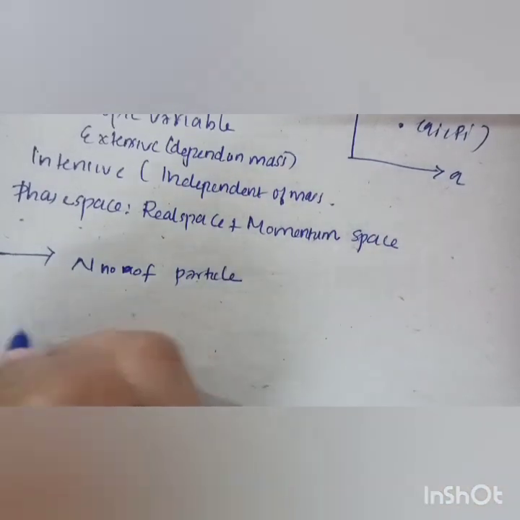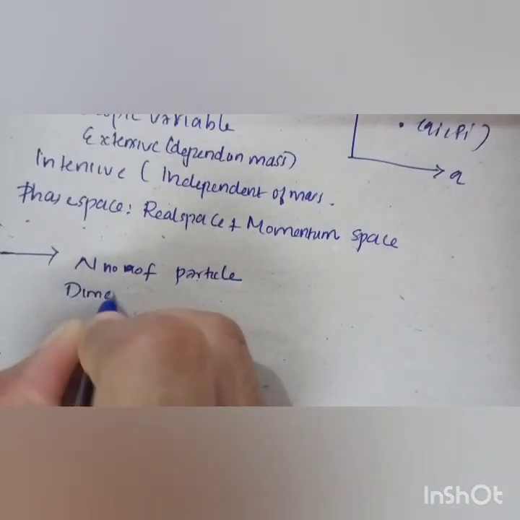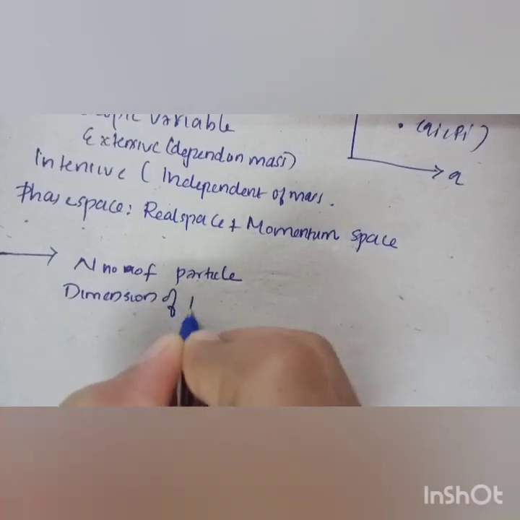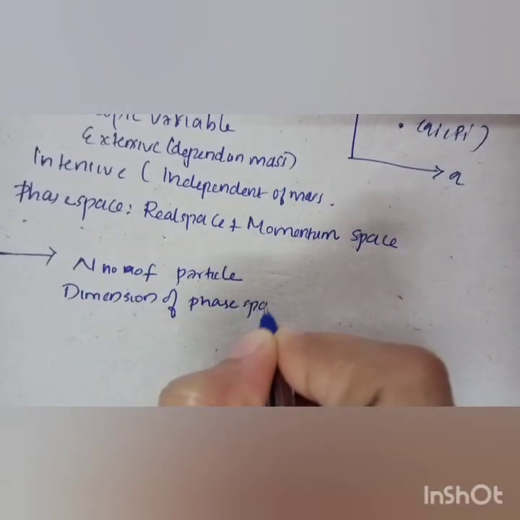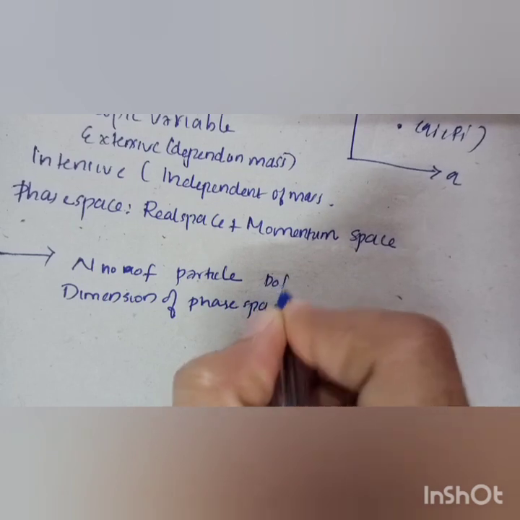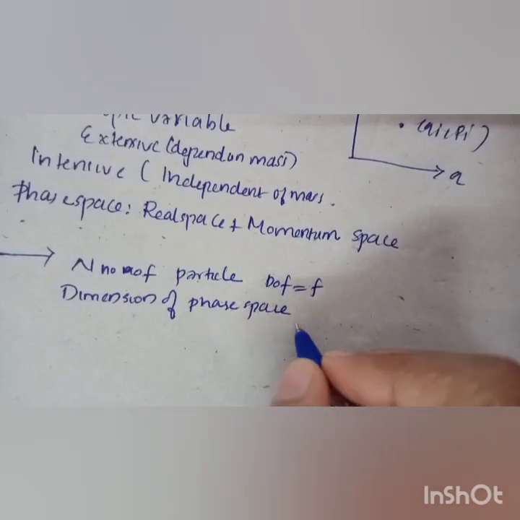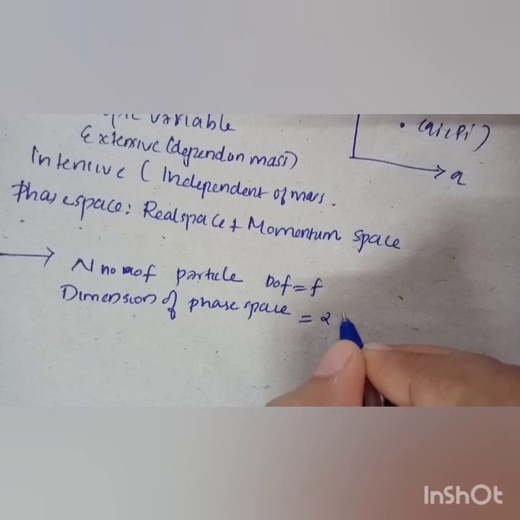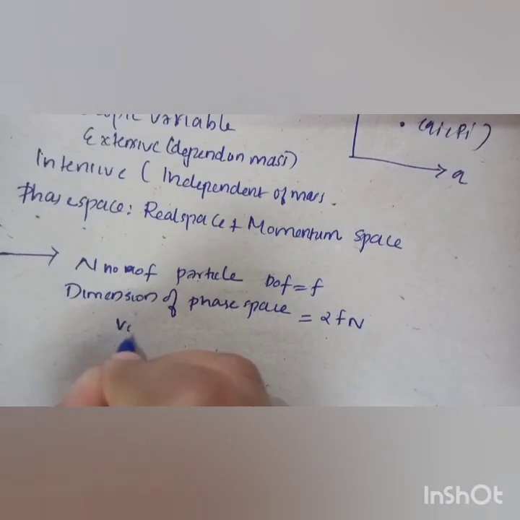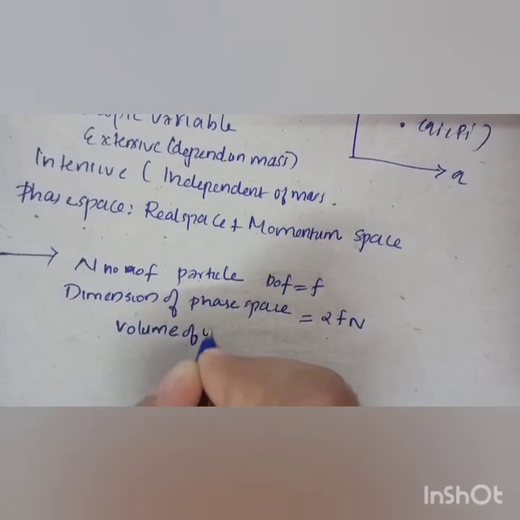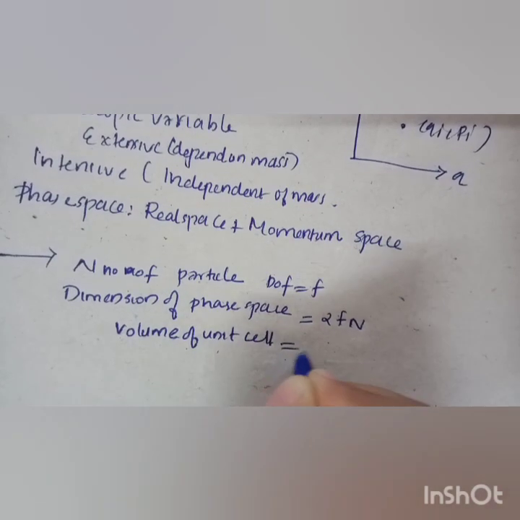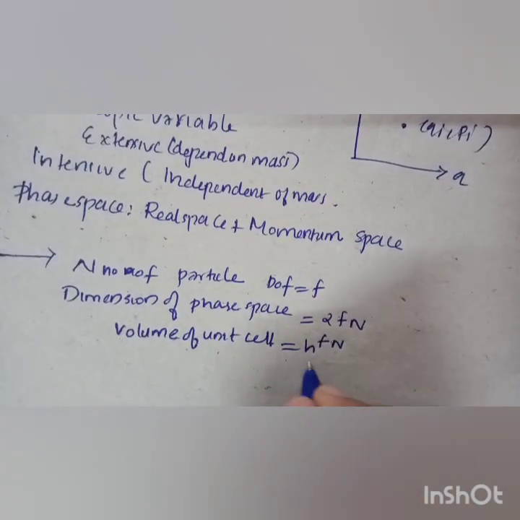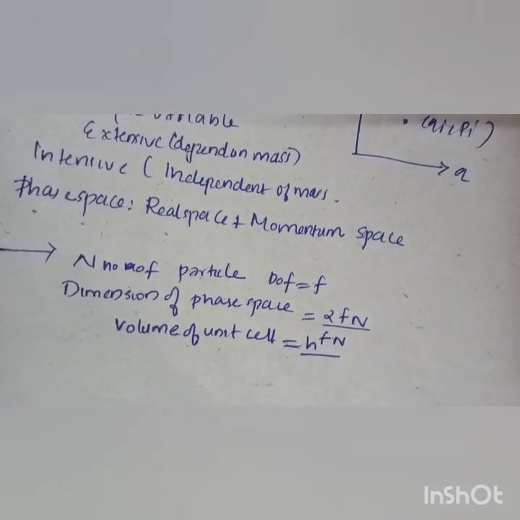n number of particles, and the dimension of phase space, with degree of freedom f. So the dimension of phase space is 2fn. Volume of unit cell is h power fn. Okay, so this is the formula. Dimension of phase space is 2fn and h power fn is the volume of unit cell.